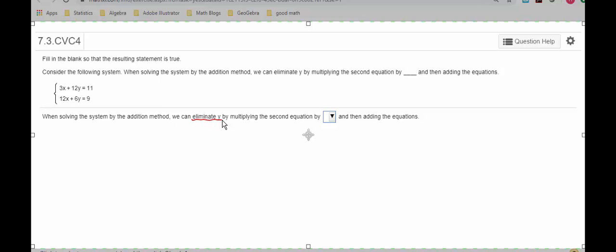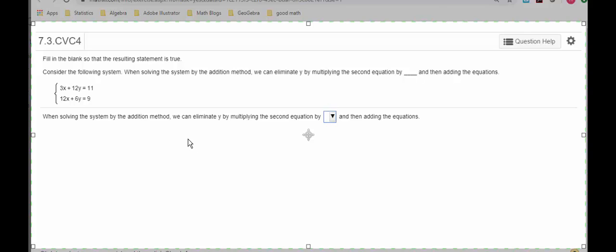So let's take a look at our system of linear equations. Examine the coefficients of y. It is 12 in the first equation, and it is 6 in the second equation. By looking at these coefficients, we should think about multiplying a number to one of these equations so that the coefficients of y will be opposite.